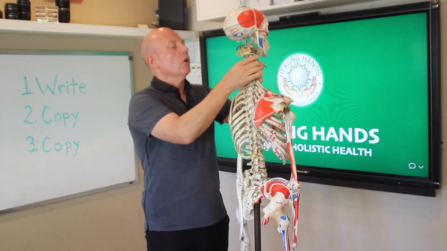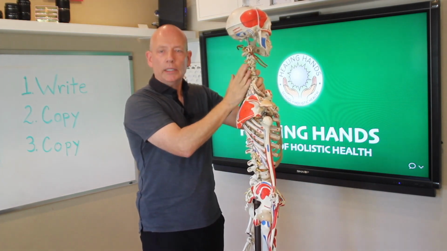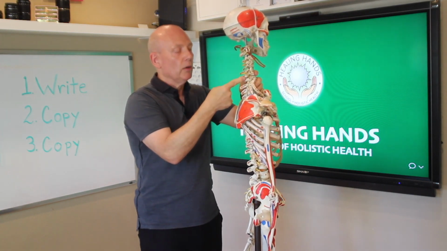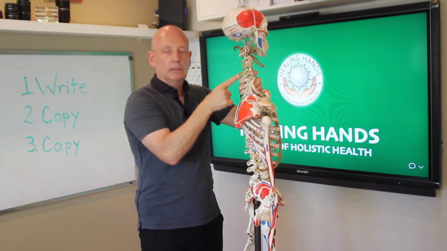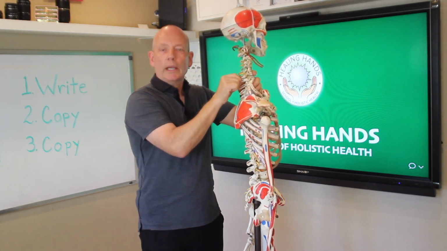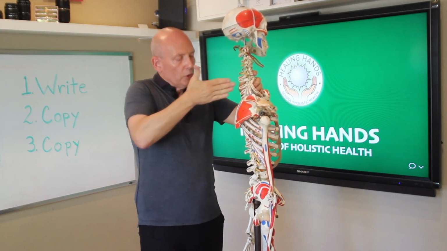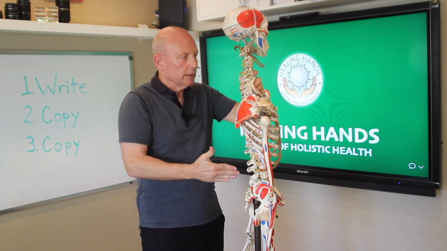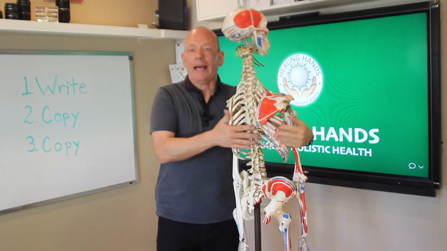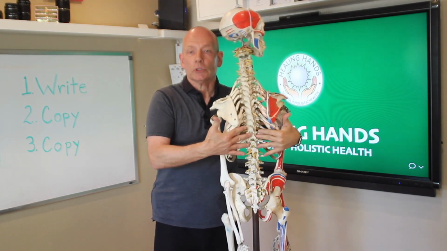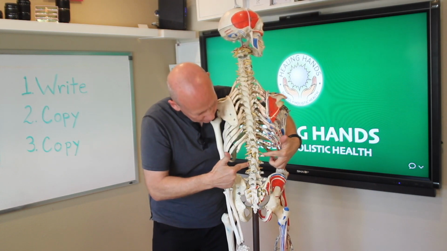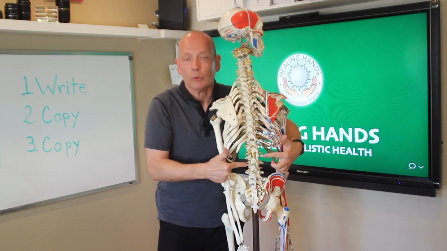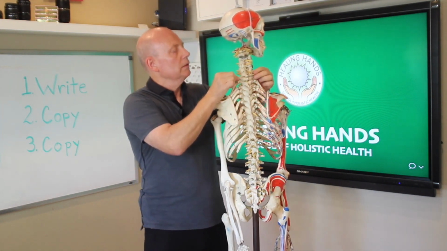There are bony landmarks on the spine that you need to know. The bumps on the vertebrae that stick out posteriorly are the spinous process. They come out towards the back. Coming out laterally are the transverse process. These are the bumps that come out laterally from the medial line. They're the most lateral part of the vertebrae.